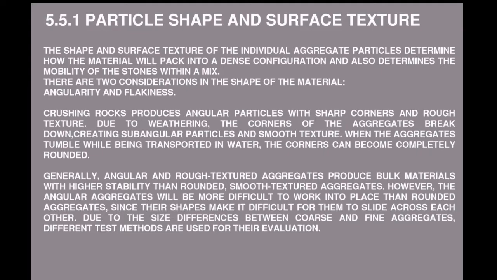Generally, angular and rough texture aggregates produce bulk material with higher stability than rounded, smooth textured aggregate. However, the angular aggregate will be more difficult to work into place than rounded aggregate, since their shape makes it difficult for them to slide across each other.